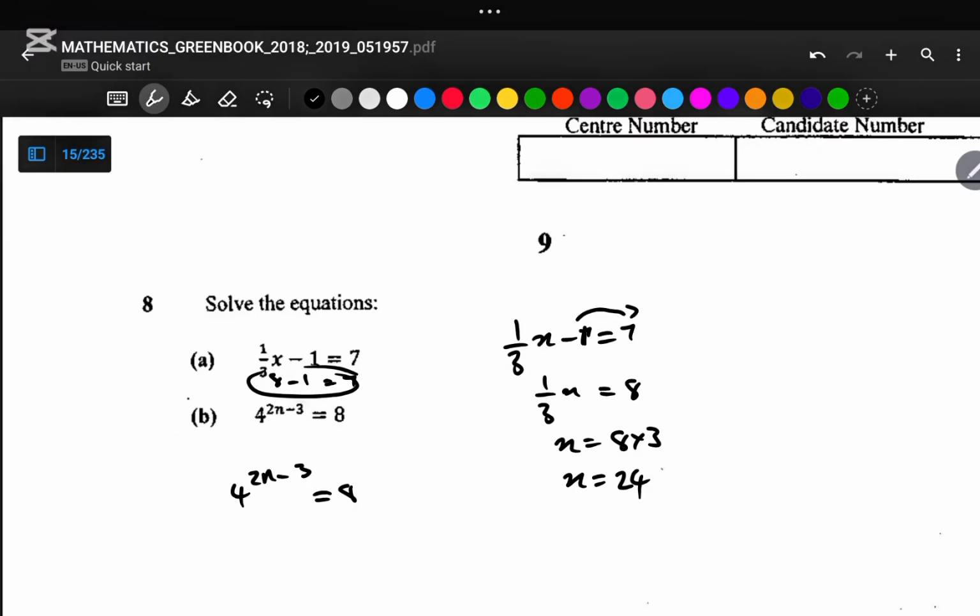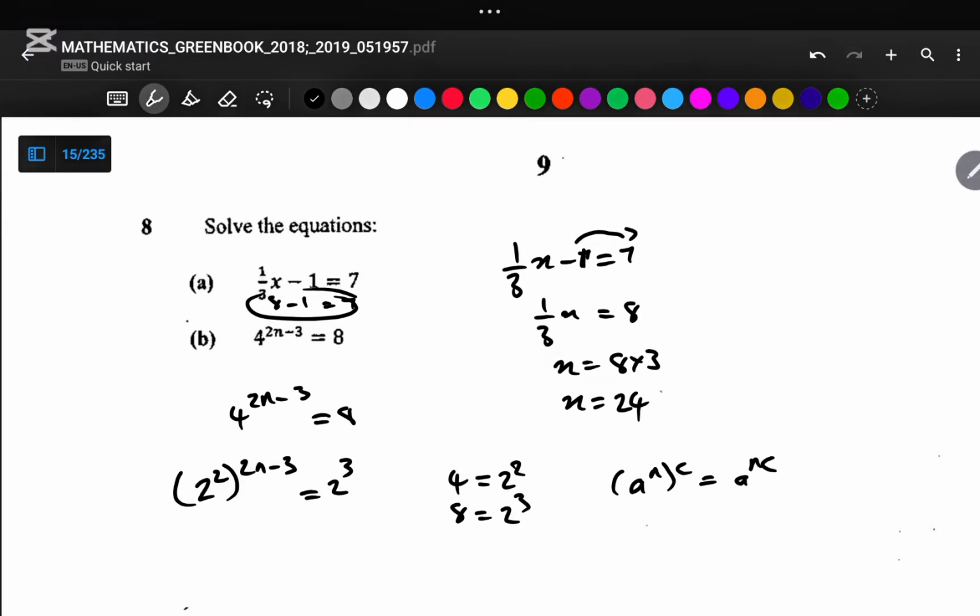So if we are having a power like this, what you need to do is to relate 4 and 8 so that we can equate the powers. The relationship that we have here is that 4 can be expressed as 2 to the power 2, and 8 can be expressed as 2 to the power 3. So it's 2 to the power 2 raised to the power 2n minus 3 being equal to 2 to the power 3, that is 8. And we have another law of indices which says a raised to the power n raised to the power c is equal to a raised to the power nc. So we can simply multiply the powers.